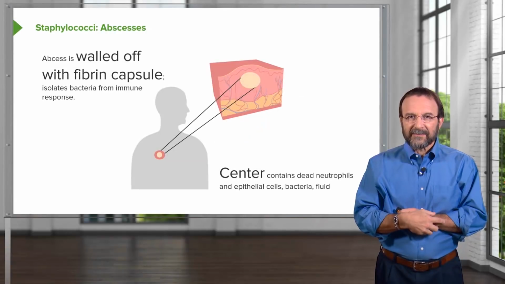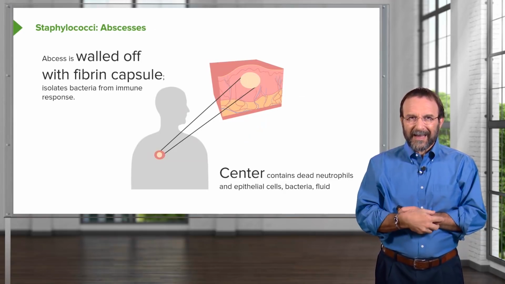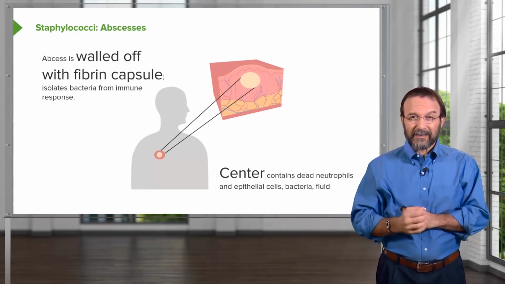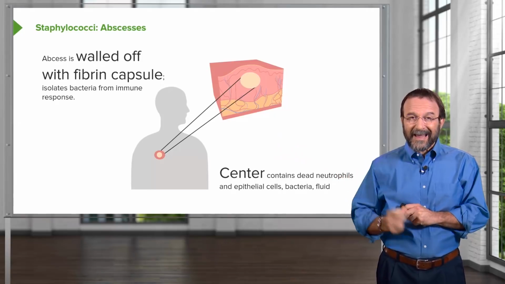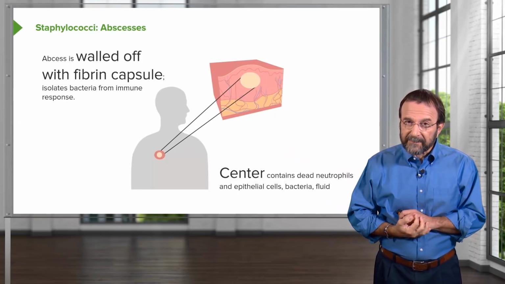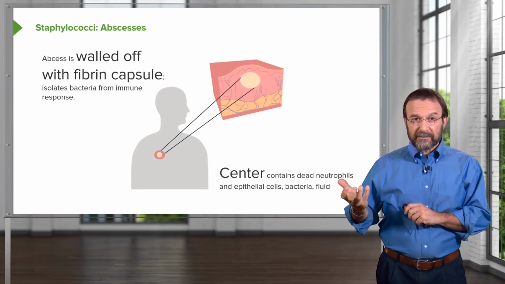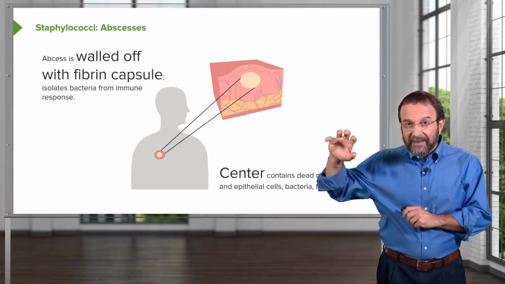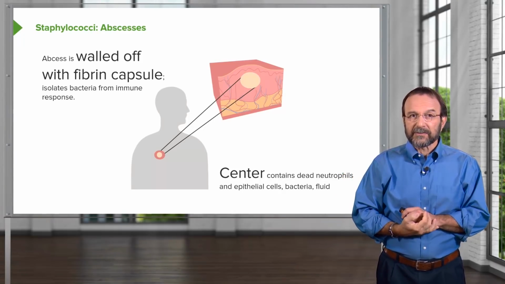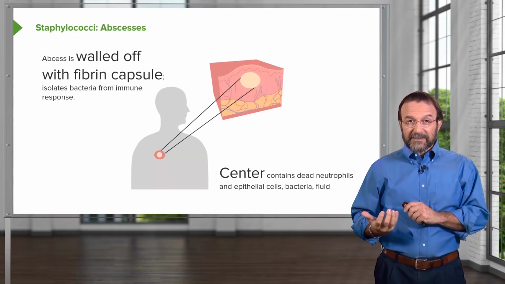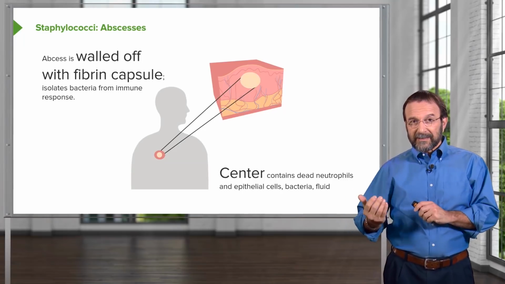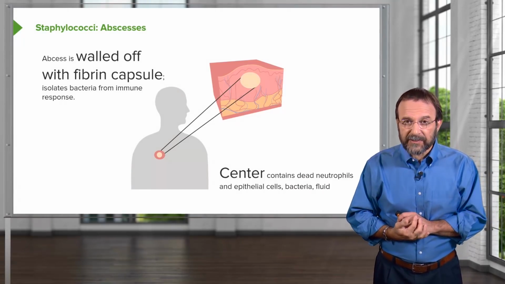Let's take a little bit of a deeper look at what this boil actually is, or abscess in more precise terminology. So here is a diagram of the abscess on this slide. An abscess is walled off with a capsule made of fibrin. This is a host reaction to the bacteria. The host makes a fibrin capsule to try and restrict the bacteria to this one place. Now, the consequence of this is that the bacteria are also isolated from the immune response. So it's actually a consequence both of host and bacterial action.